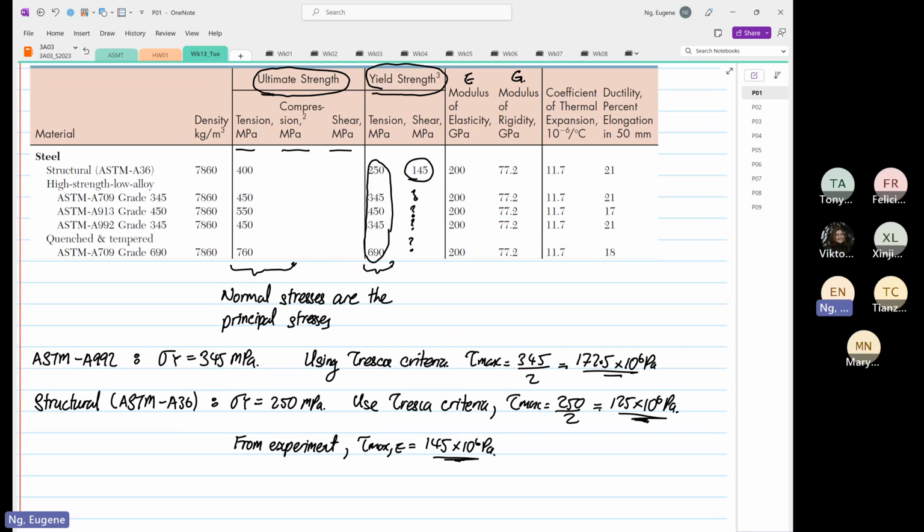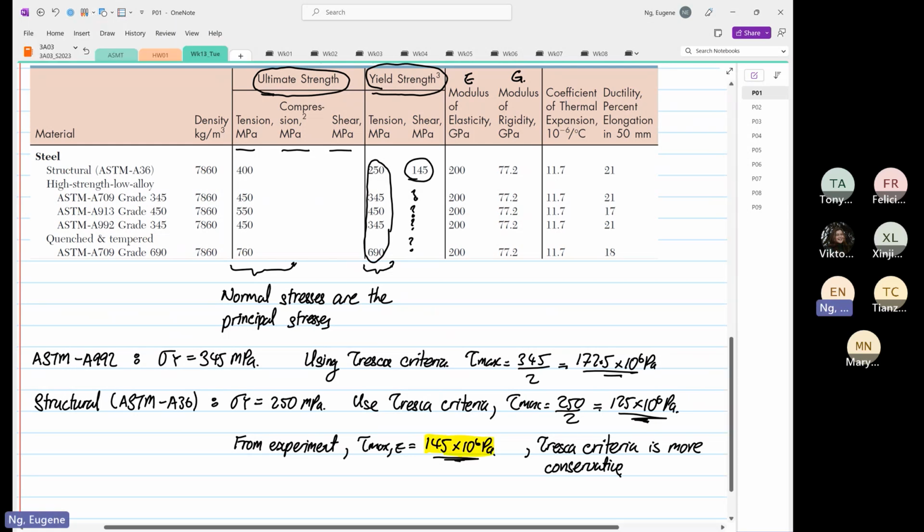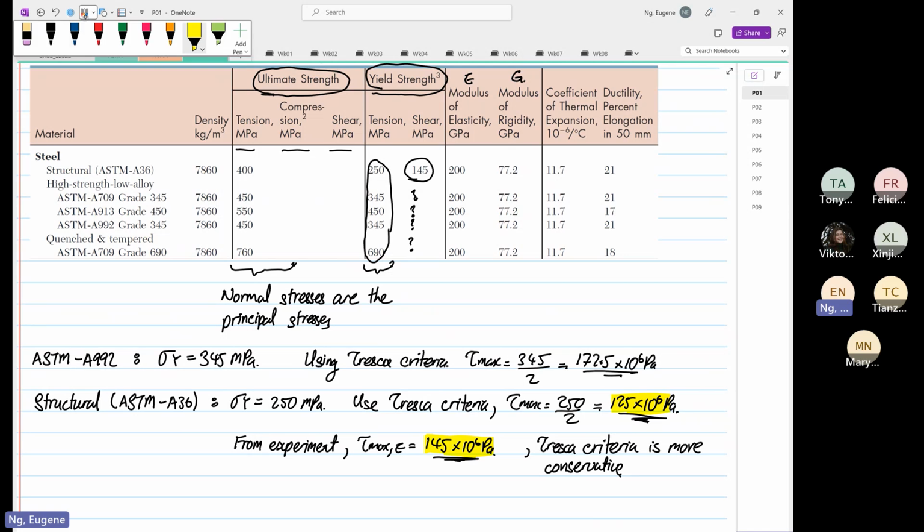And it's true, for the fact that it's well known that the Tresca criteria is more conservative. As you can see, from experiment we get 145 megapascal, whereas using the criteria it is only 125. It's well known that Tresca is more conservative.